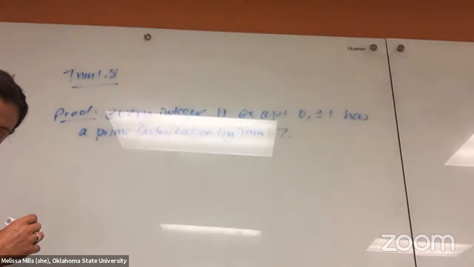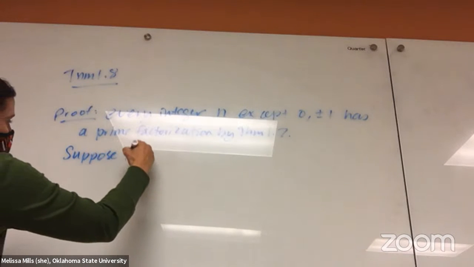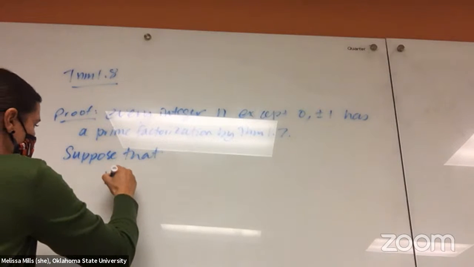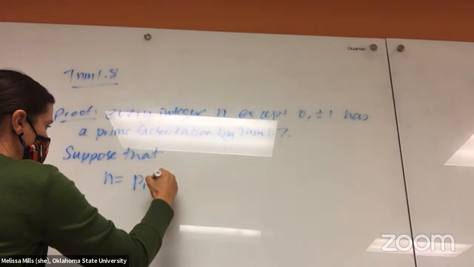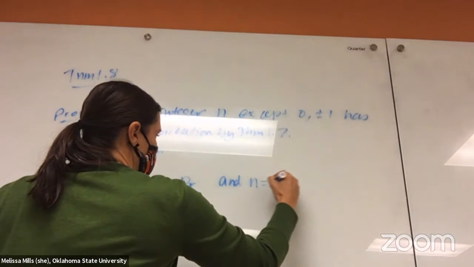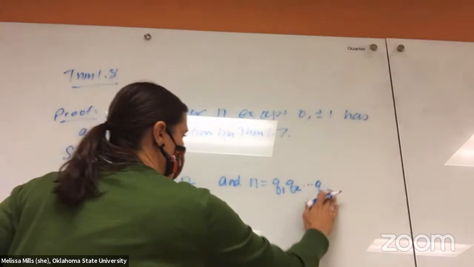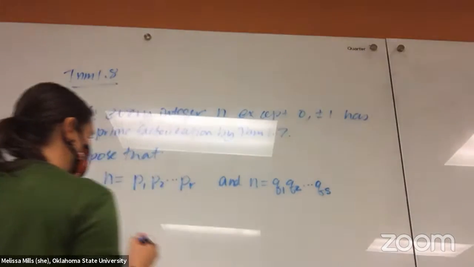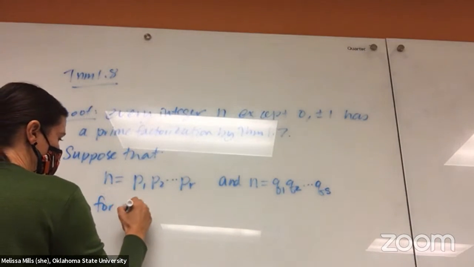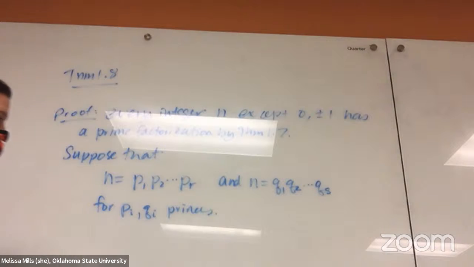So let's suppose that, let's say n equals P1, P2 to PR, and n equals Q1, Q2, QS, that's an S, for PI, QI primes. So we have these 2 prime factorizations.